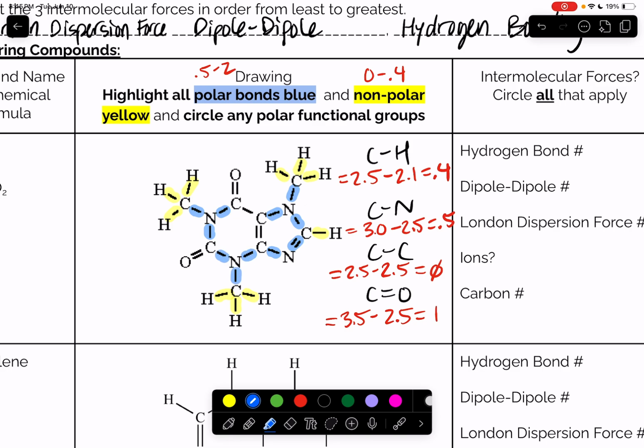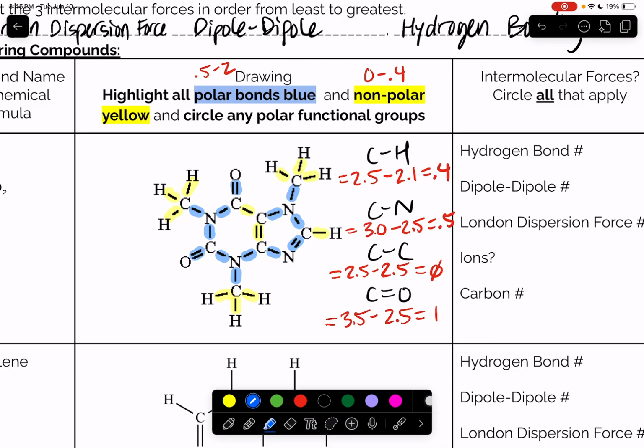Okay, next one. CC, the difference between them is 0, which means they're equally sharing electrons. I'm going to highlight those yellow because those are nonpolar. And then the last type of bond I have is CO, and the difference between that was 1, and that's going to be blue for polar, so I'm going to highlight those bonds blue. So blue and blue here.